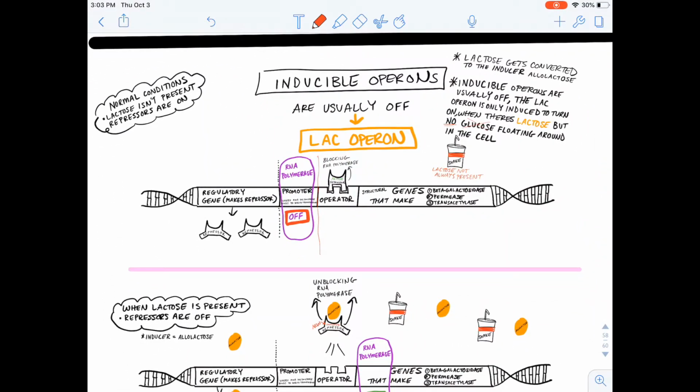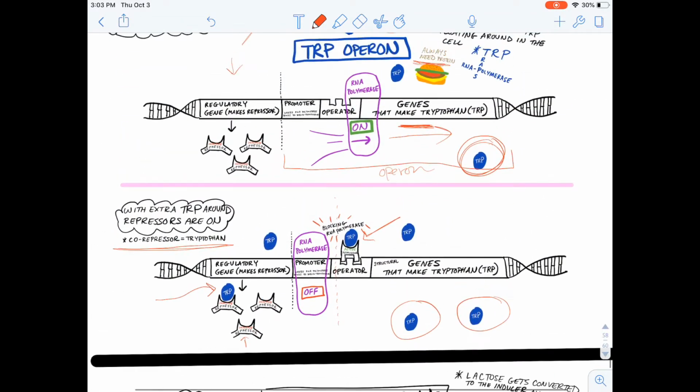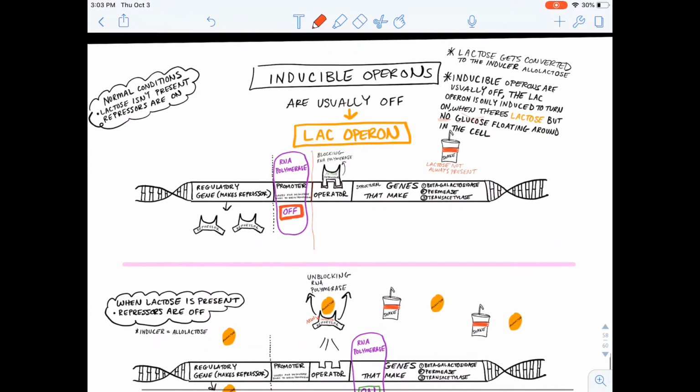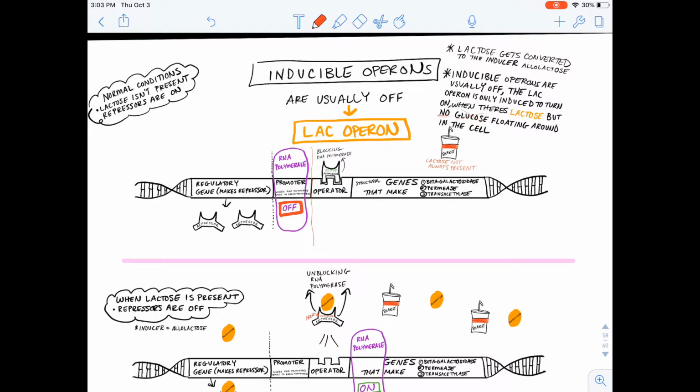So the LAC operon has the same machinery. The LAC operon is considered an inducible operon. So that can kind of help you remember that if it can be induced to turn on, usually it's turned off. So up here, I drew the hamburger to get the idea across that we always need protein, but we don't always need lactose, and neither do bacteria. So since lactose isn't always around, the cell says, well, let's conserve energy. Let's not make these enzymes unless we really need to. And so that's what happens.